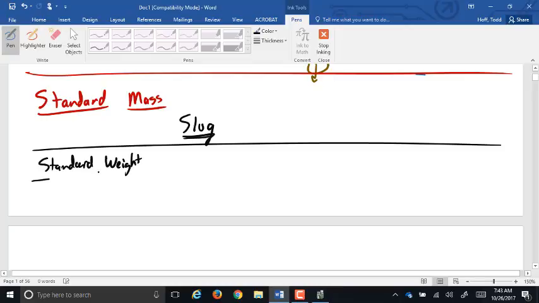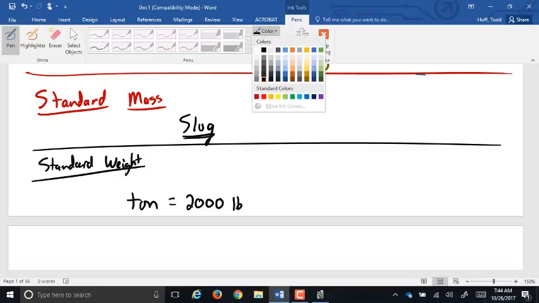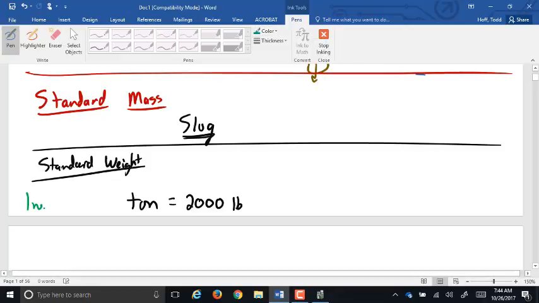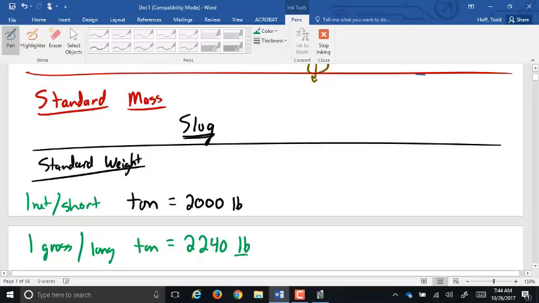A lot more familiar with standard weight. We're going to start out with our big unit, the ton. How big is a ton? 2,000 pounds. Well, that is actually something called a net or a short ton, which implies there's something called a gross or long ton. And there is. A gross ton is 2,240 pounds. No, you'll never actually use that unit anymore.